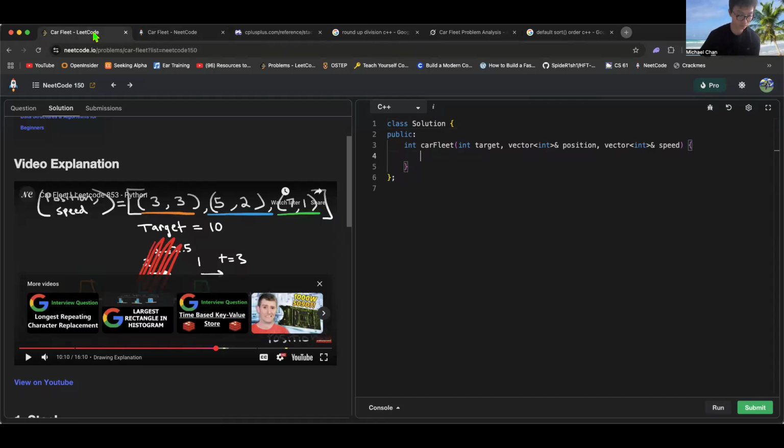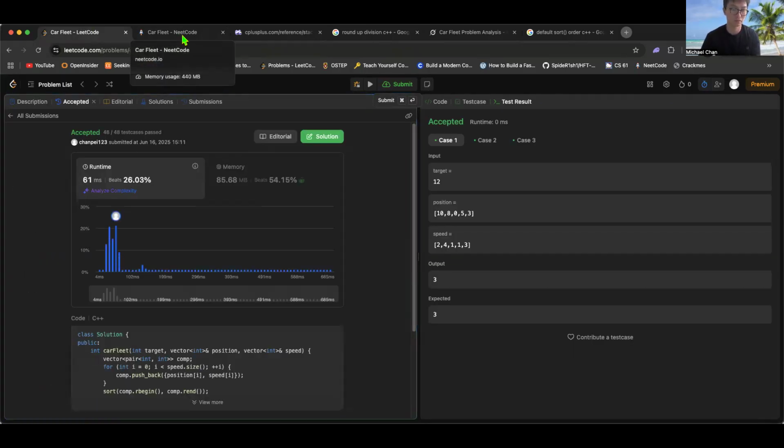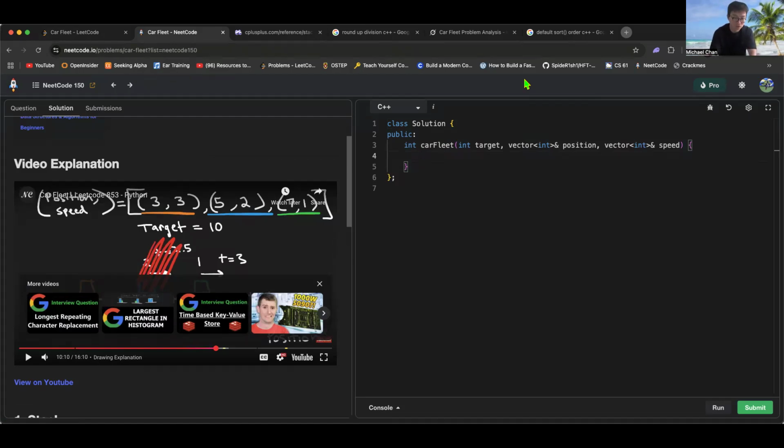So just to write it again in here, I will have a vector of pair of ints called comparison, and then for int i equals 0, i is smaller than speed size, right? I'll push position i, also speed i into it.